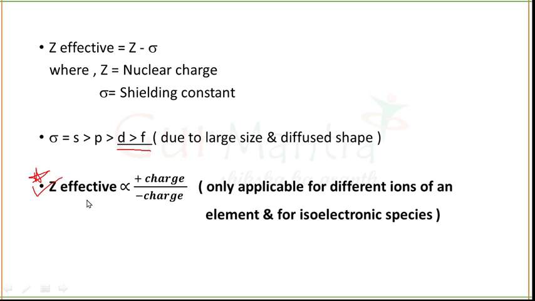Also, this is a very important point: Z effective is directly proportional to positive charge and inversely proportional to negative charge, which means if you increase the positive charge, the value of Z effective also increases, while if you increase the negative charge, the value of Z effective decreases, and vice versa. This is only applicable for different ions of an element or for isoelectronic species. Here, isoelectronic species means species which have the same number of electrons in their shells.